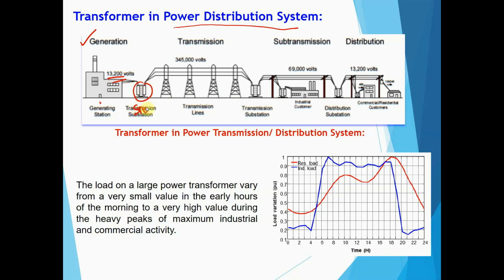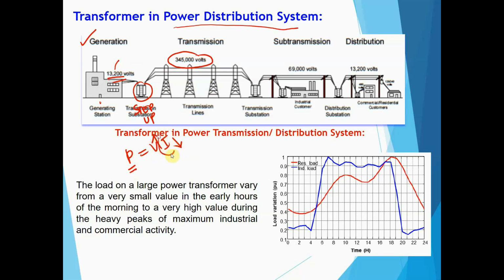So this one is used to step up the voltage to 345 volts, right? Okay, so now from 13,200 to 345,000 volts, so it's very high. So why do we need to increase the voltage level? Because when you increase the voltage level, the current will decrease, right? Because power is equal to V times I, right? So if power is constant here, if we increase V, I will decrease.